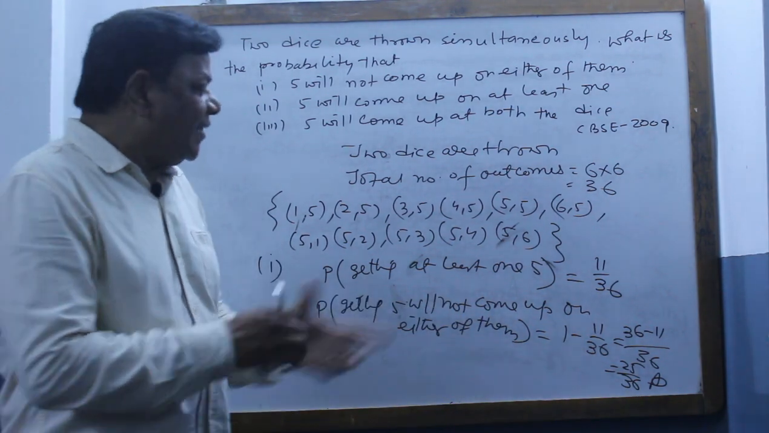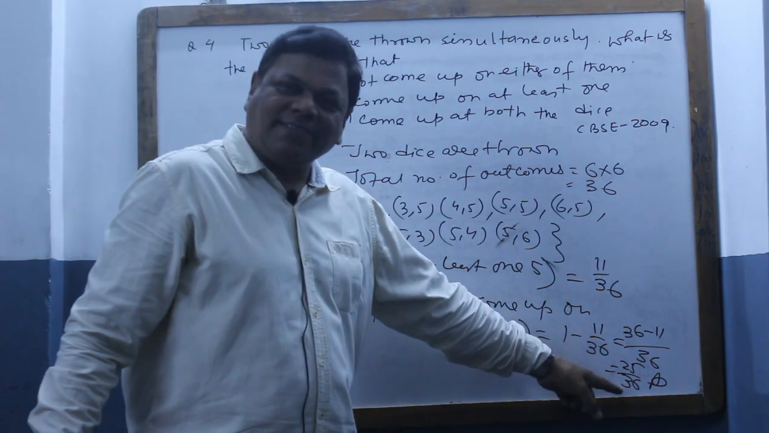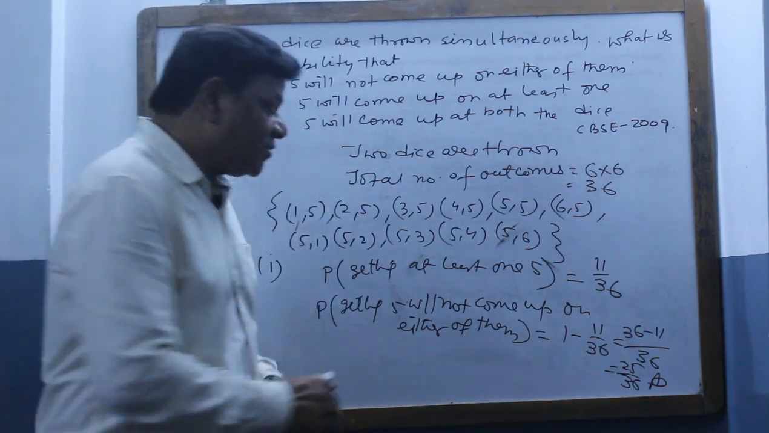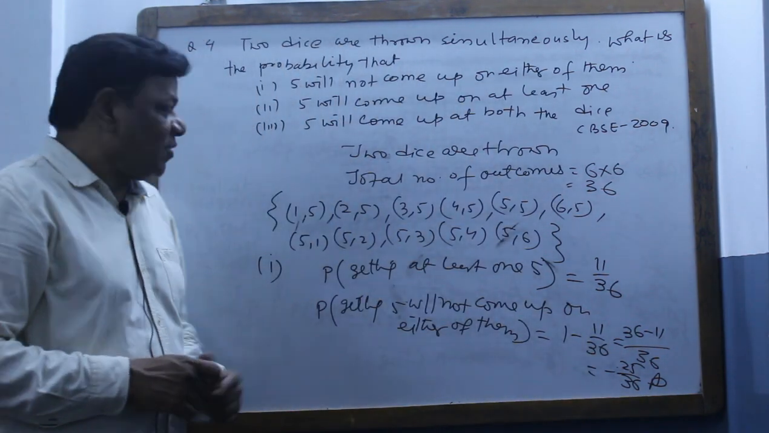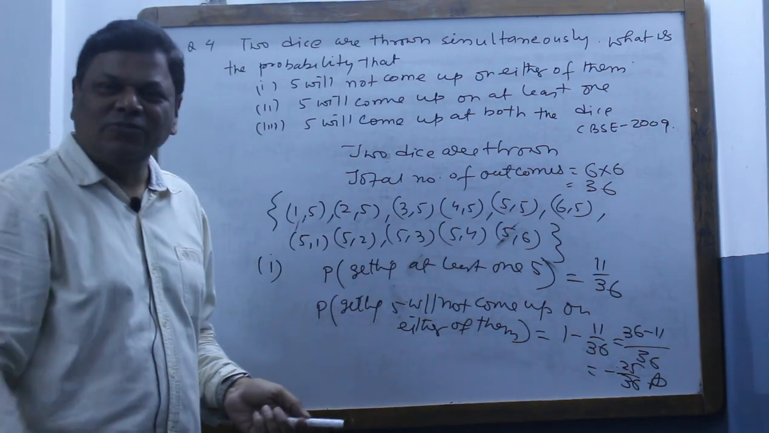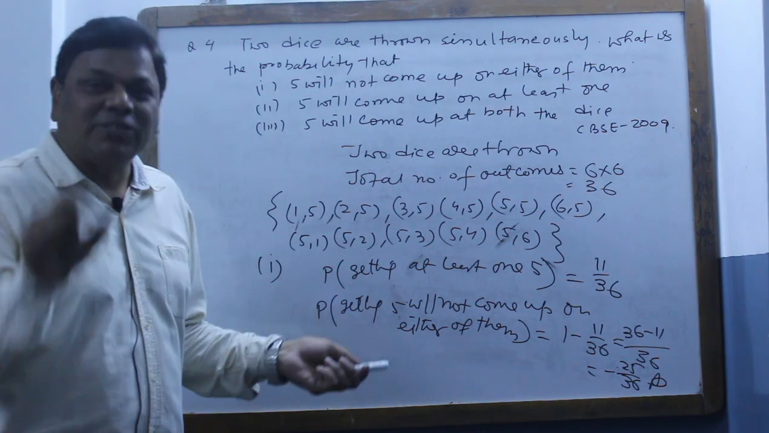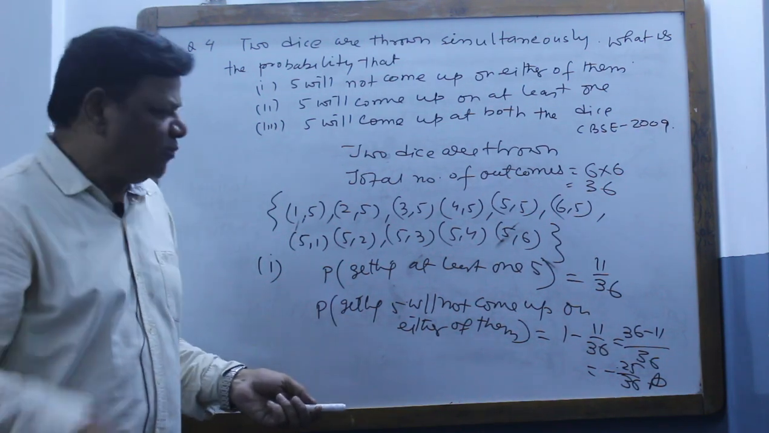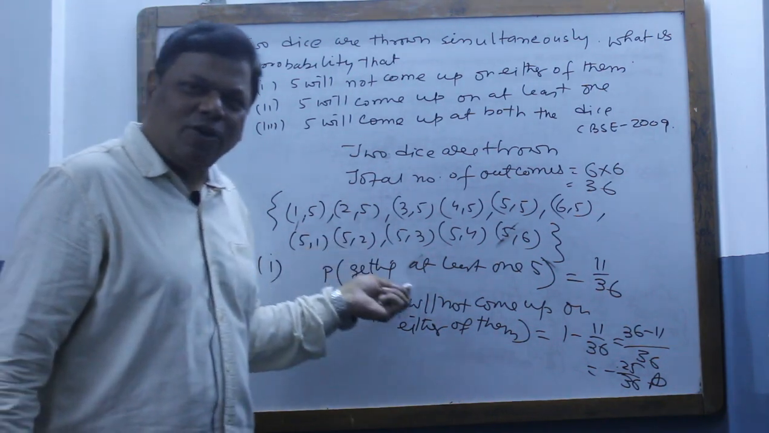So I got another answer. I subtract from 1, and easily I got 25 by 36. Another process is that you have to write 25 cases. Except these 11, the other 25 cases you have to write down and then find out. That is more time consuming, not difficult, time consuming. So I have to do it this way for question number 1. I think it is clear to all of you?